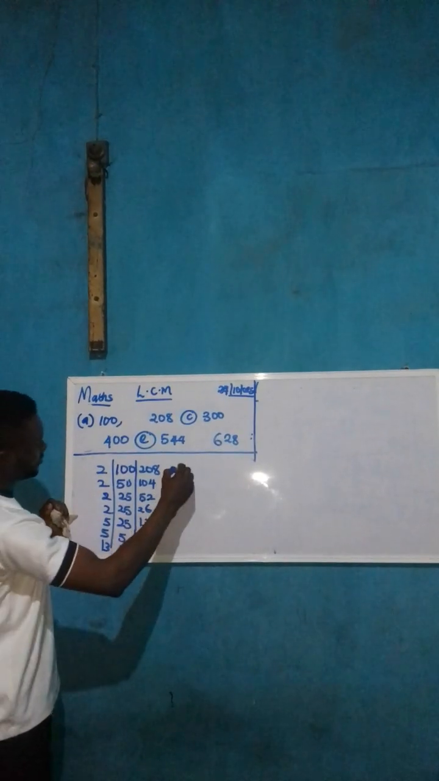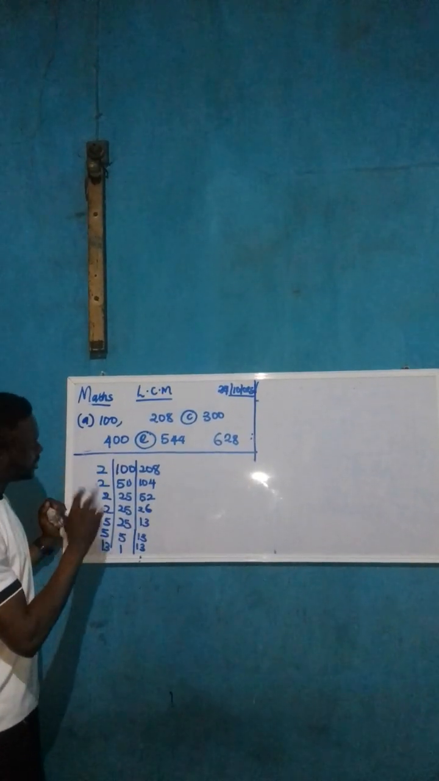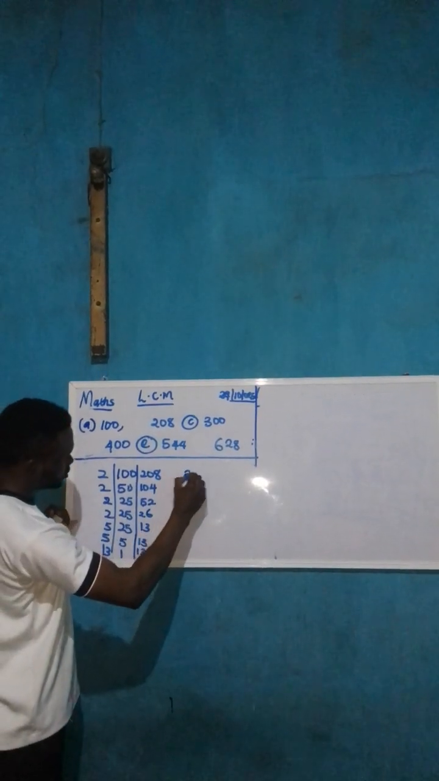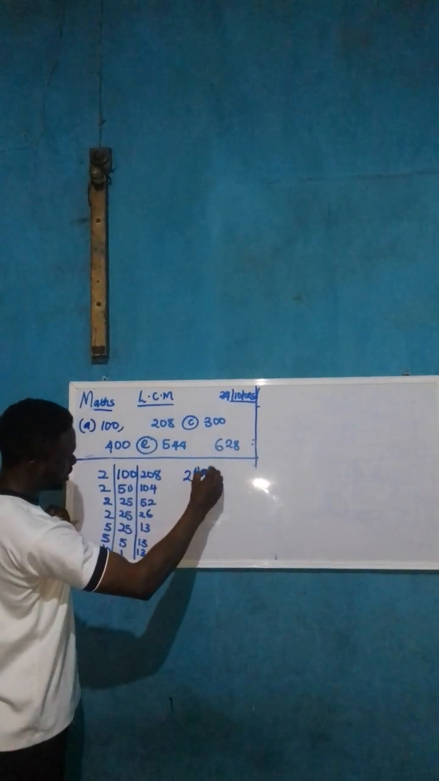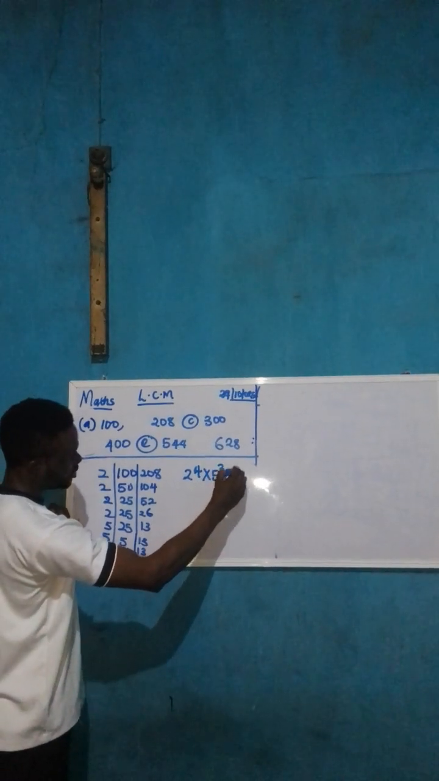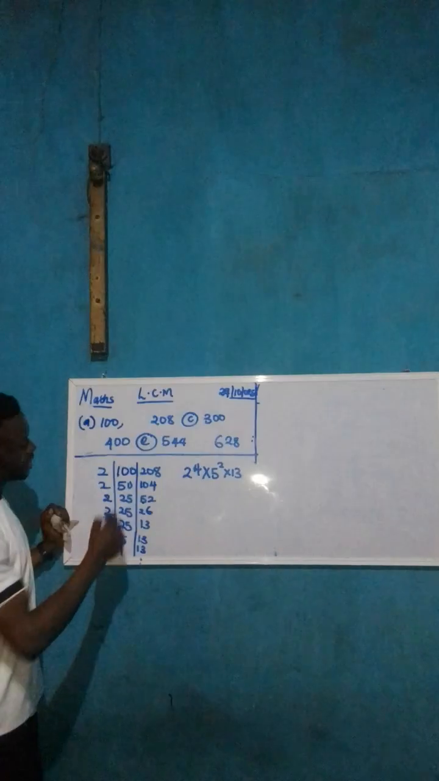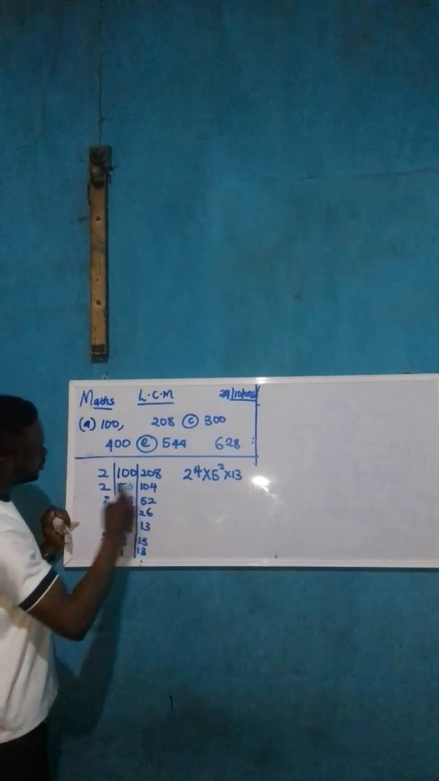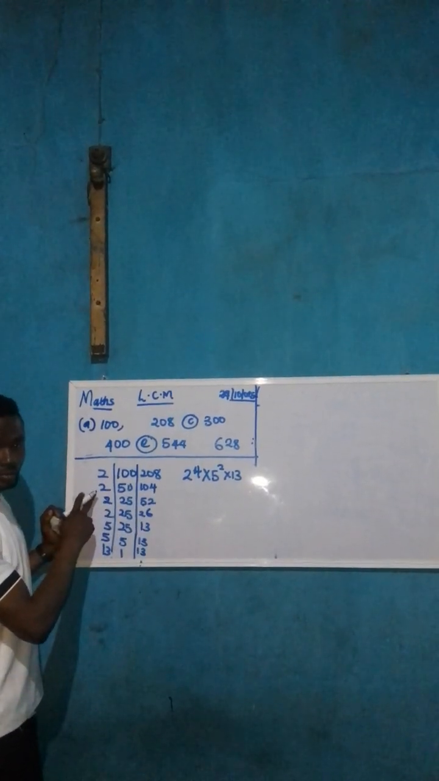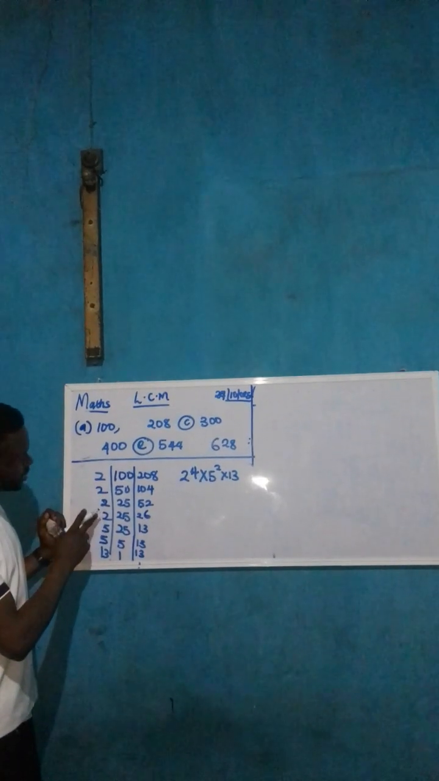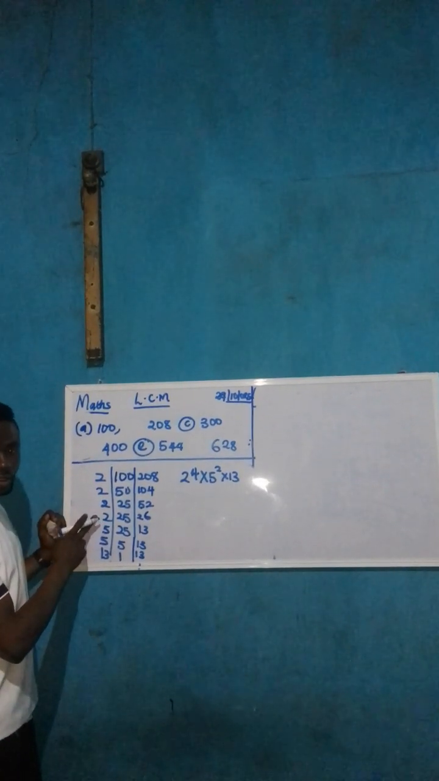Right? So what we have here is, let's put the answer in index number: 2 raised to the power 4 times 5 raised to the power 2 times 13. Do you understand? So the answer will now be 2 times 2 is what? 4. 4 times 2, 8. 8 times 2, 16.